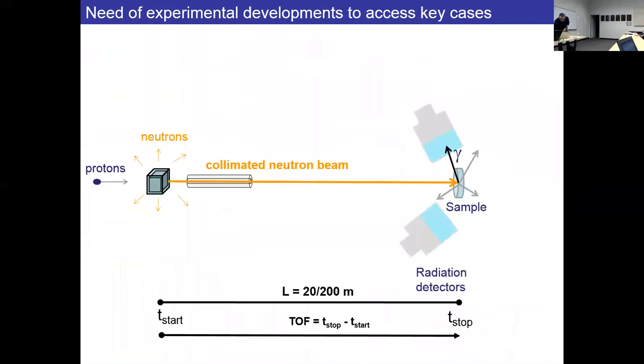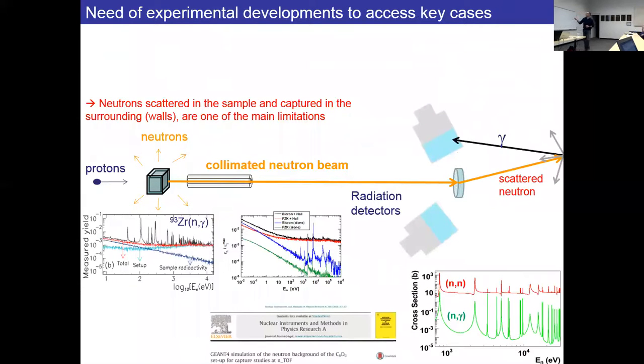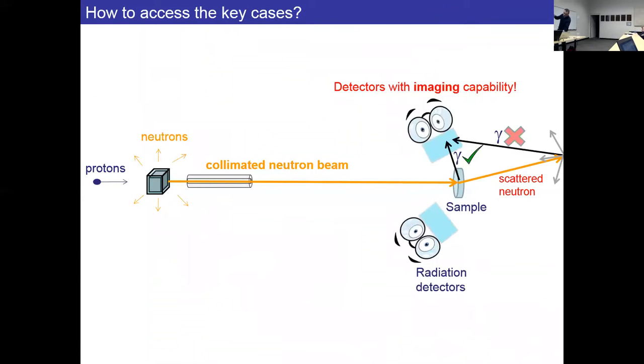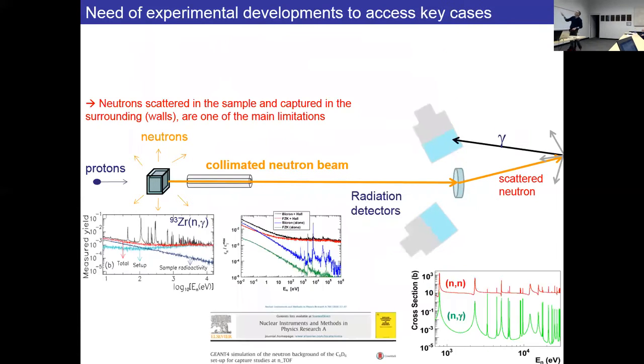And so here, just to finish, I wanted to show you one idea that we are developing now to improve the situation. Mainly this background level that I was showing in the previous picture comes from the fact that overlapping with the neutron capture reaction that we want to measure, this green curve here, you have the elastic neutron scattering channel, which dominates by orders of magnitude. That means that most of the time, the neutrons are not captured in the sample, but they are scattered and they can be captured in the walls of the experimental hall, emitting also gamma rays, which you detect in your detector.